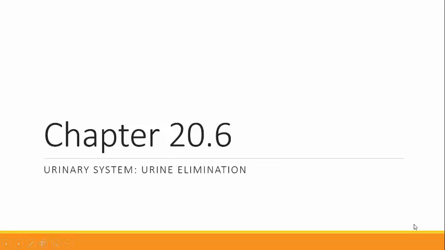So here we are with the last lecture for Chapter 20 on the urinary system, about the elimination of urine from the body and the structures that are involved with elimination.